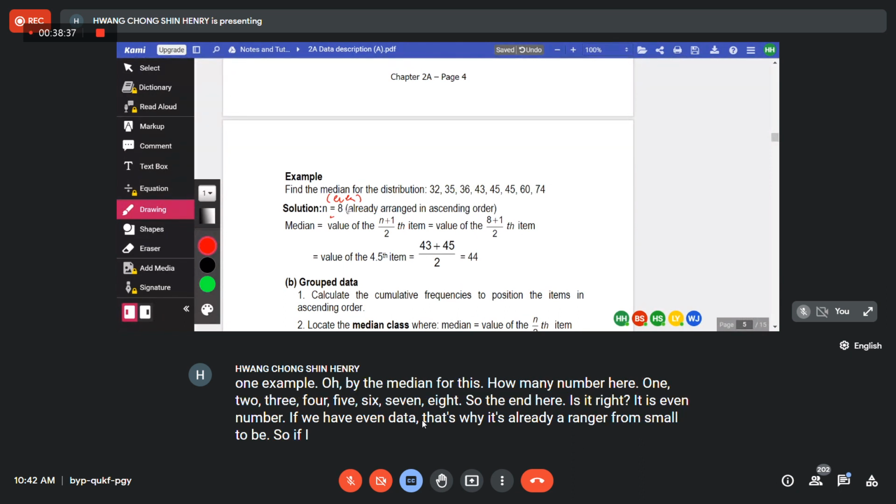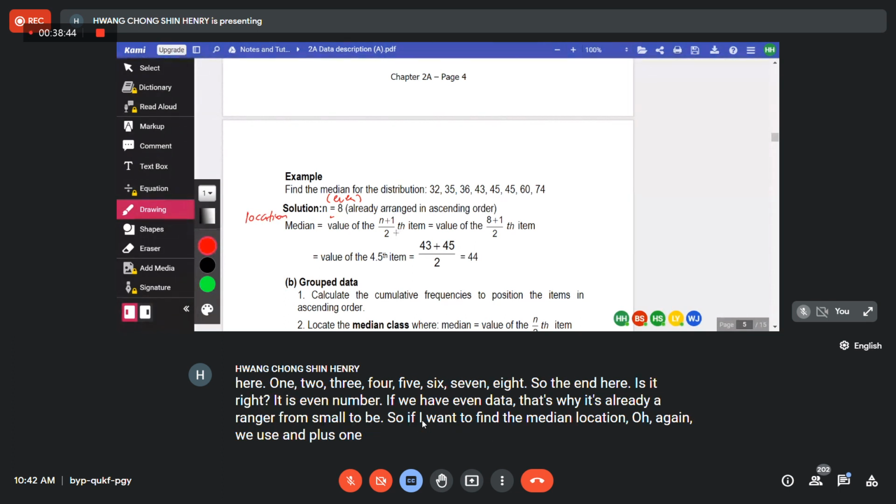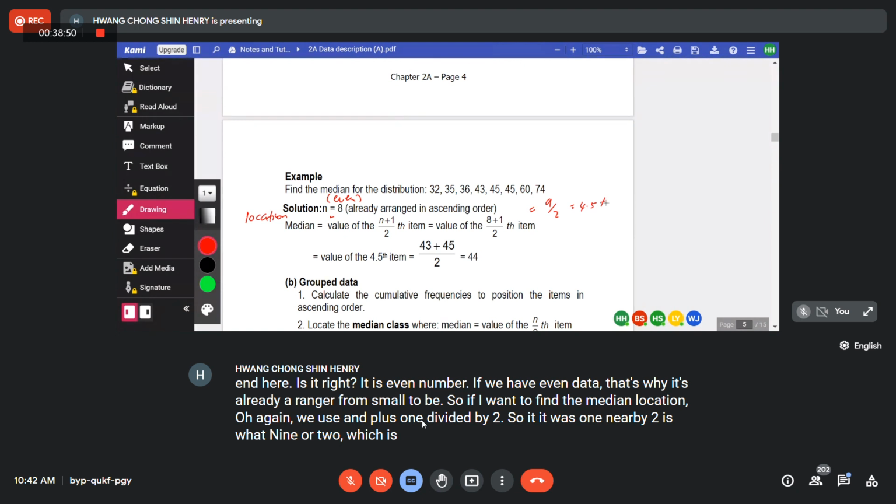So if I want to find the median location, again we use n plus 1 divided by 2. So 8 plus 1 divided by 2 is what? 9 over 2, which is 4.5.